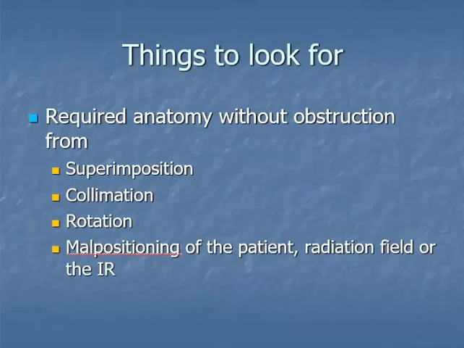So for the required anatomy without obstruction, what we want to see and evaluate is whether or not there's superimposition, whether the superimposition is supposed to be there. If it's not, then what went wrong? We want to take a look at collimation, make sure that we've got some radiation protection going on. We want to look at the rotation. Is it present? Is it supposed to be present? And how to fix it. We want to look at malpositioning of the patient, radiation field, and the image receptor.